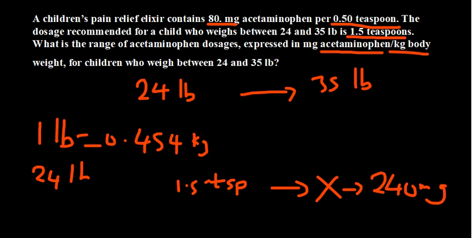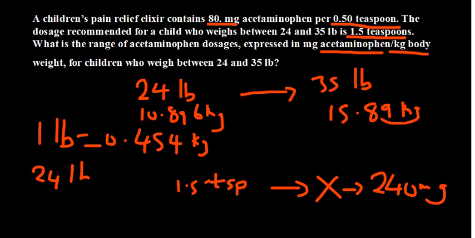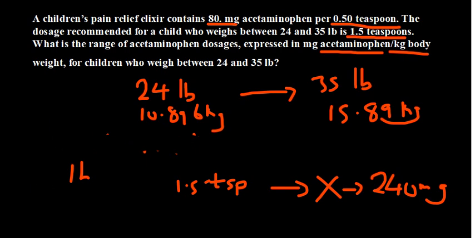24 multiplied by 0.454 is equivalent to 10.896 kilograms. Then on the other hand, the 35 again multiplied by 0.454 is 15.89. Okay, so we have the kilograms of body weight. Now how do we express it the way the question wants us to do?